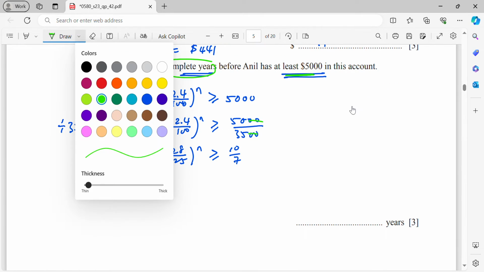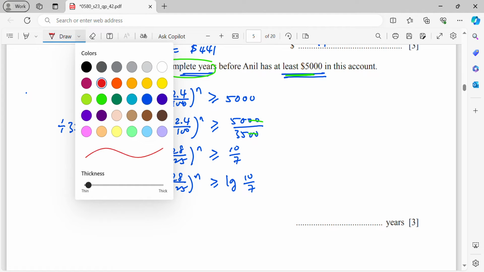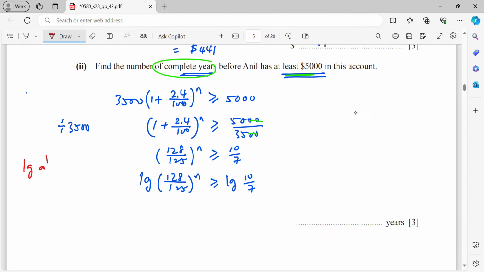Now, to get the n, you take log on both sides. So I will take the natural log, and then we have a formula: log a^b, when b is the power of a, you can just bring it down. So I can bring down the n. Then it will be n log(128/125) greater than or equal to log(10/7).